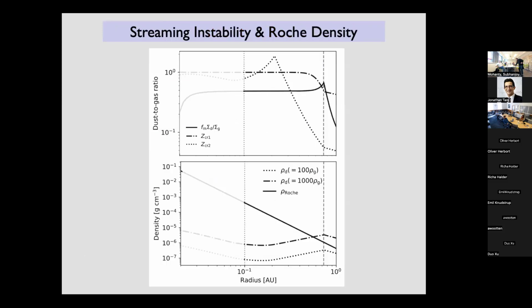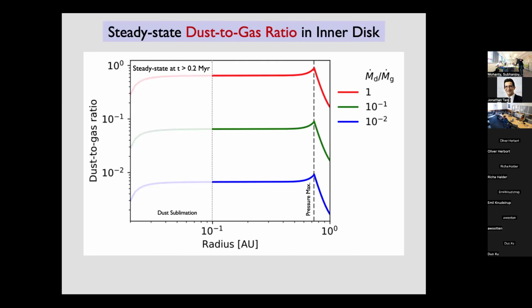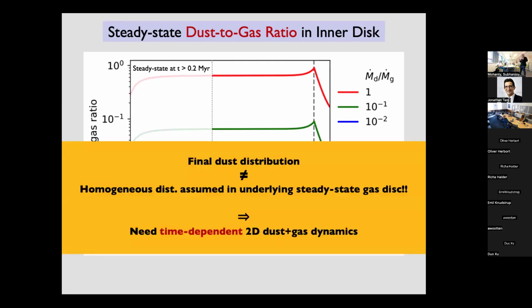Okay, I'm not going to go into that. I can come back to that later. But the important thing I would like you to observe here is that the final distribution of dust we had is not the homogeneous distribution of dust that is assumed in our underlying steady state disk. All this stuff flows inwards, accumulates in the inner disk, and so on. It starts out as large particles, becomes very small particles.